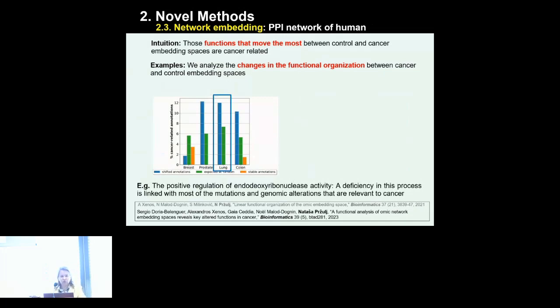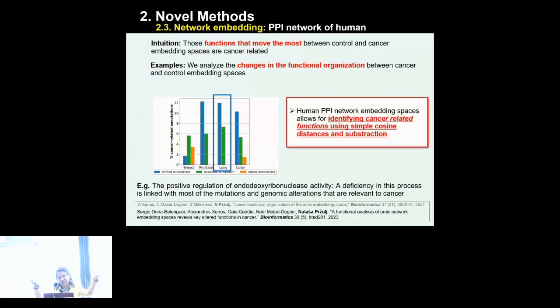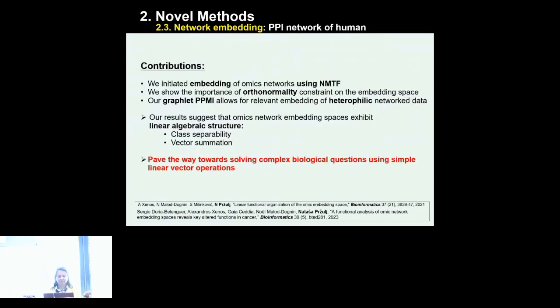You can talk to Sergio more about it, but he'll present the continuation of this today in half an hour or so. So we can identify cancer-related functions now using simple cosine distances and vector additions and subtractions. So not only did we identify cancer-related genes, but those functions that move the most, we also predict to be cancer-related, and we validate that they're cancer-related.